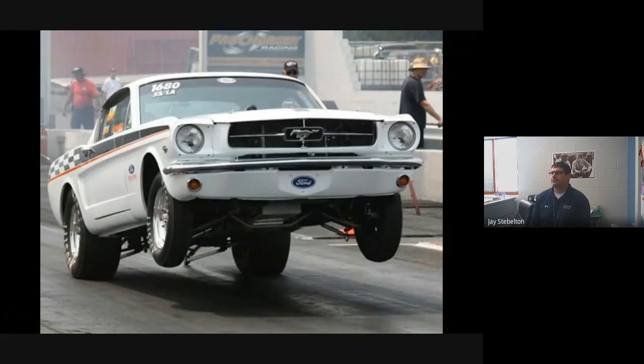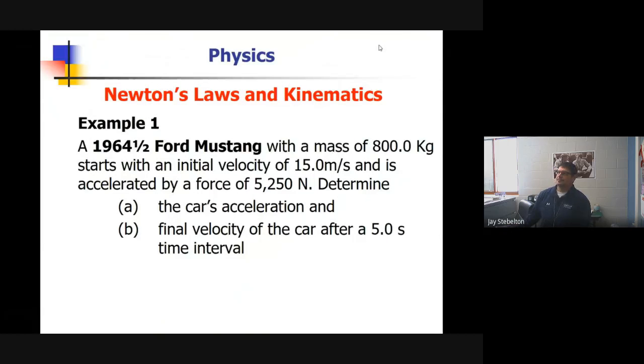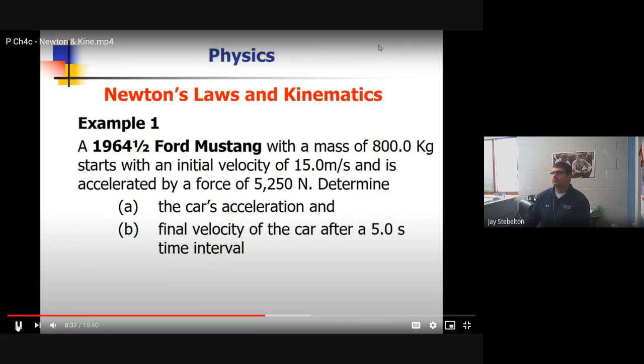So those Mustangs, a 64.5 Ford Mustang with a mass of 800 kilograms starts at an initial velocity of 15 meters per second and is accelerated by a force of 5,250 newtons. Determine the car's acceleration and the final velocity of the car after 5 seconds.